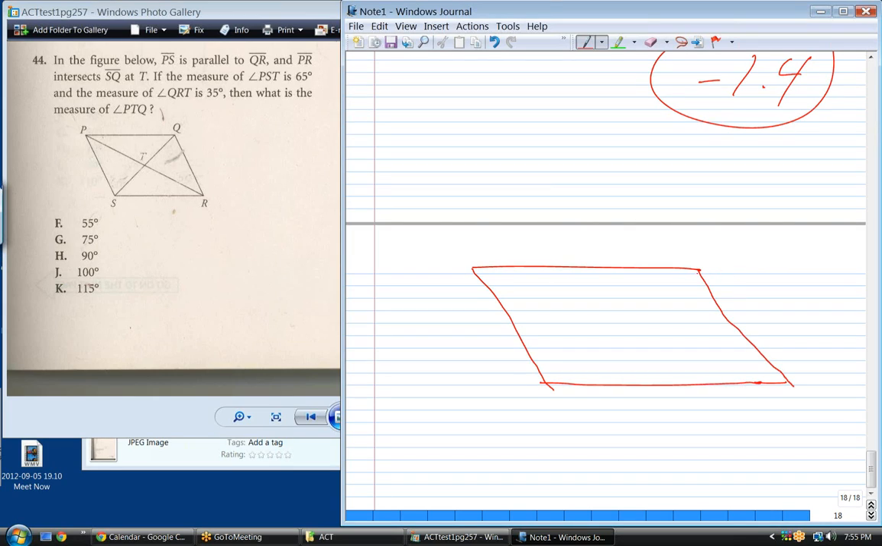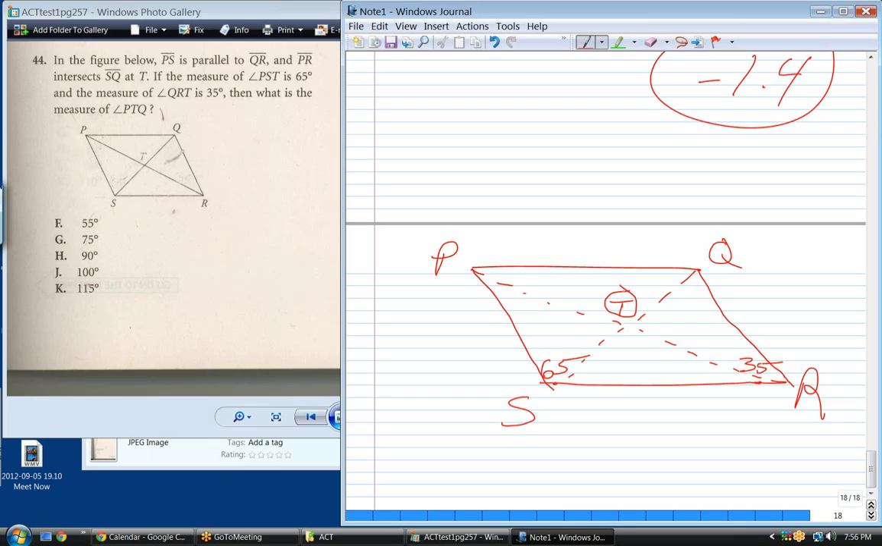It's a parallelogram. I'm going to make these dotted lines just to make our solution a little clearer. It's T, that's P, that's Q, that's S, that's R. And the information is that PST is 65 degrees. And QRT is 35, so this one's 35. And they want to know what PTQ is. This one right here. That angle.